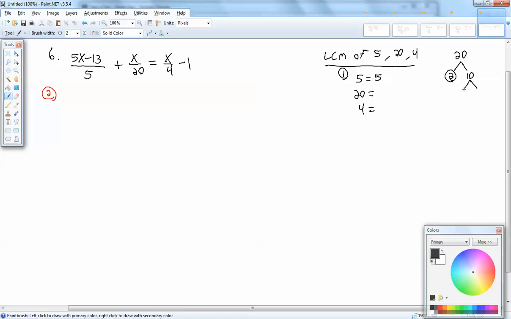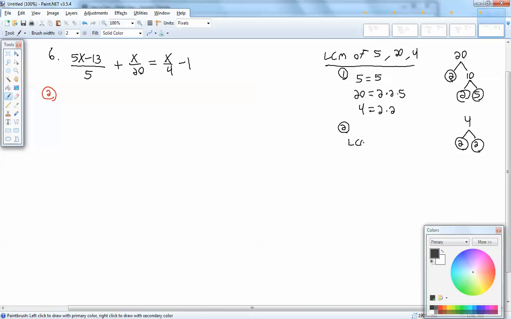Now I go to the 10. I'm still on my first prime, which is 2, and it is divisible by 2. 2 times 5. 2's prime, so we circle it, and actually 5's prime, so we circle it too. So 20 will be 2 times 2 times 5. Now 4. I start with my first prime, which is 2, and it is divisible by 2. 2 times 2. 2's prime, so we circle it, and 2's prime, so we circle it. So 4 is 2 times 2.